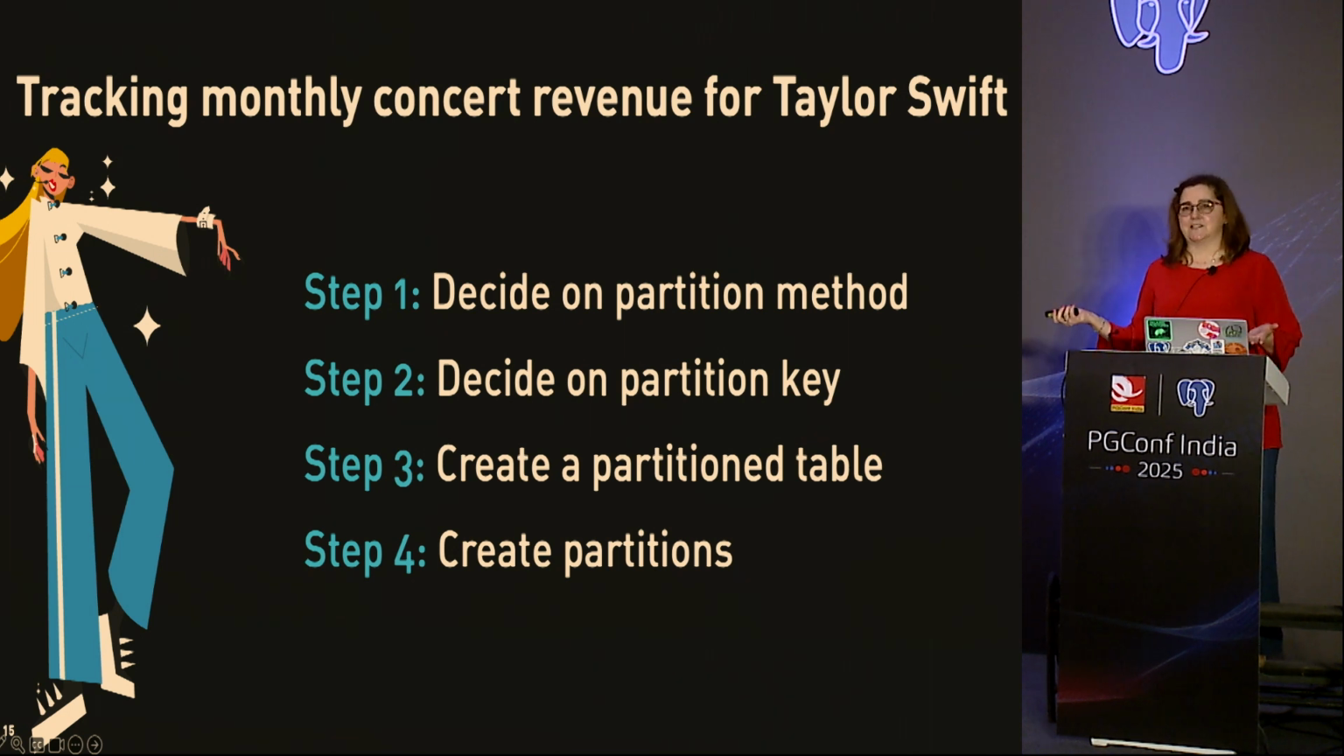But anyway, we are going to use a Taylor Swift example here today. And let's say we needed to track monthly concert revenue for some of her concerts. And these are the 4 steps that you'd have to go through. First, you decide on the partition method you're going to use. And then you have to decide on the partition key.